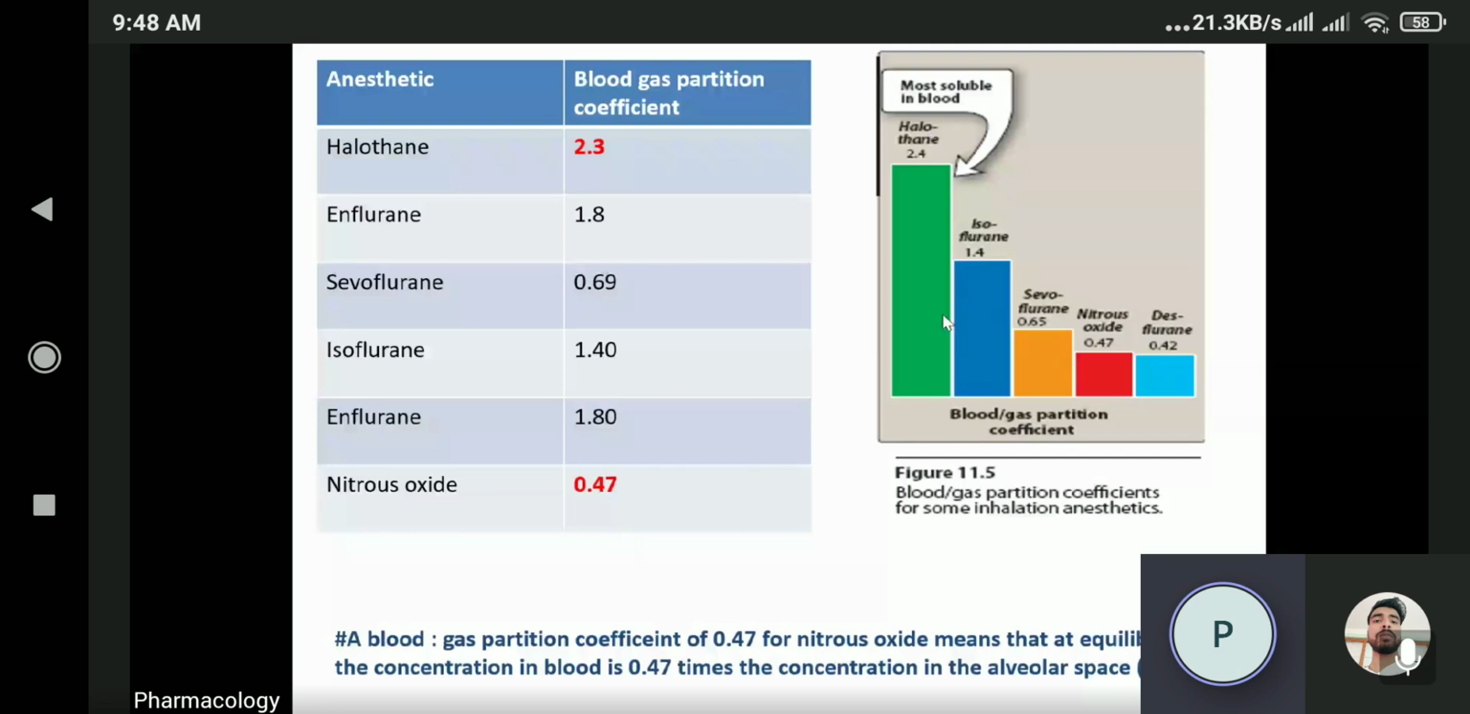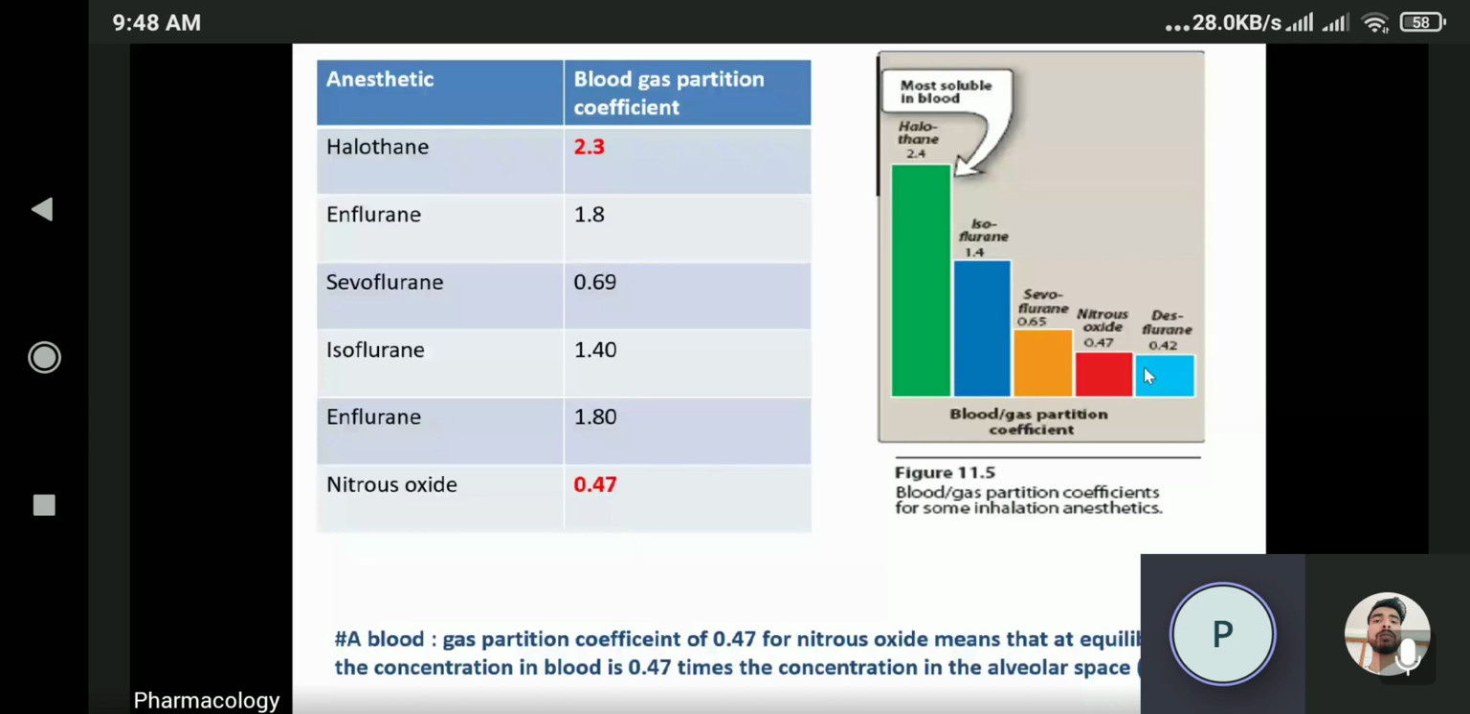So when a drug has a higher blood gas partition coefficient, it means that it is more soluble in blood and will remain in the blood for a longer time compared to the gas. So there will be a lesser chance of a faster onset of action compared to the one which has a lesser blood gas partition coefficient. So am I clear, or is this difficult to understand? Is this clear?